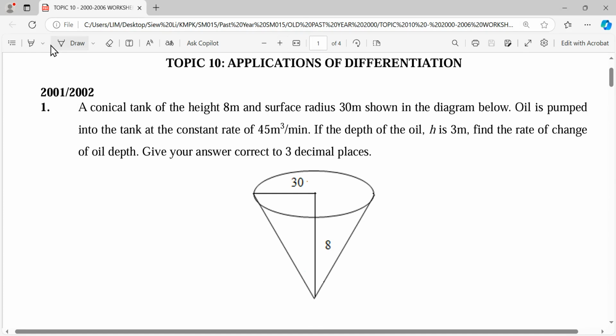So for this question, it said a conical tank of height 8 meters and surface radius 30 meters, shown in the diagram below. The oil is pumped into the tank at a constant rate. So when you see this constant rate in meter cubed, it represents the volume.